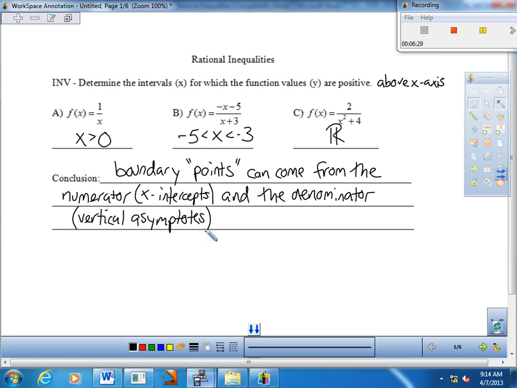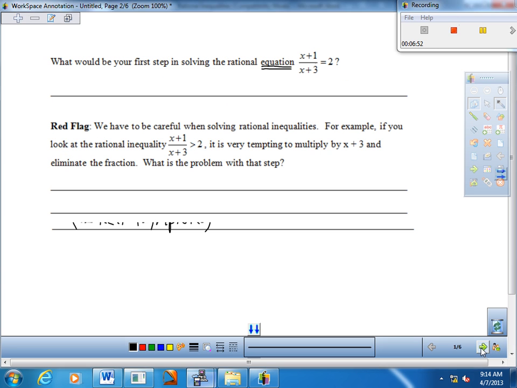You see why I kind of put this in quotes, because obviously a vertical asymptote is not a point, but it kind of serves the same purpose as what we saw yesterday. So it is potentially a boundary separating negative from positive, and that's what we want to focus in on when we do some sign charts. Okay, great. I hope that first conclusion makes pretty good sense. We'll see that in place momentarily.